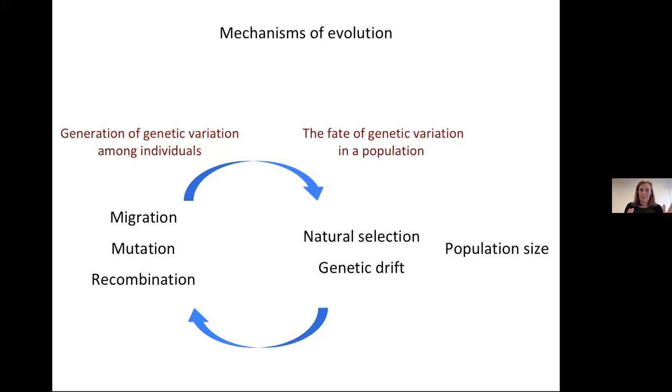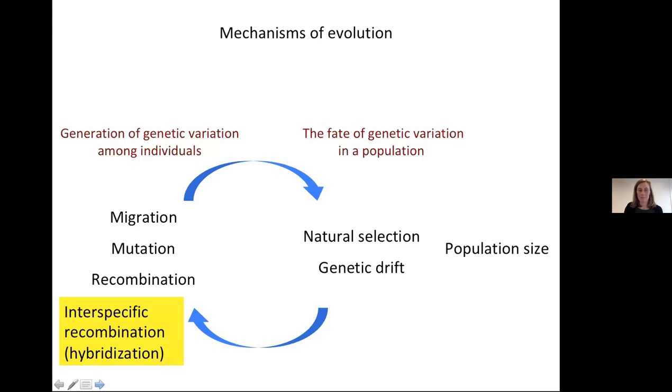So what this small map shows are processes that we think about as shaping genetic variation within populations. But something that popped up and seems to play an important role in this group of fungi is interspecific recombination. Normally we consider recombination as a process that occurs within the population, but we happened to find signatures of this interspecific recombination, hybridization, and that this plays an important role in shaping genetic variation in these genomes.